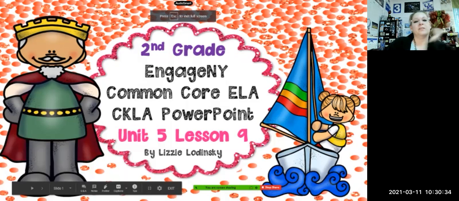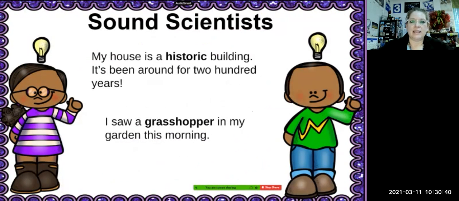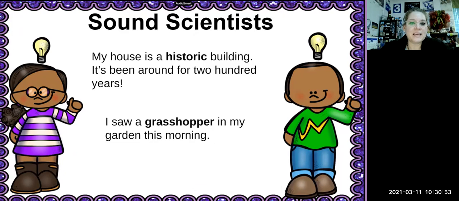Alrighty, so like I said, we are on lesson 9 of unit 5. And the first thing that we're going to do today is we're going to be sound scientists again. Our first sentence for this is, my house is a historic building. It's been around for 200 years. So, how many syllables are in the word historic?